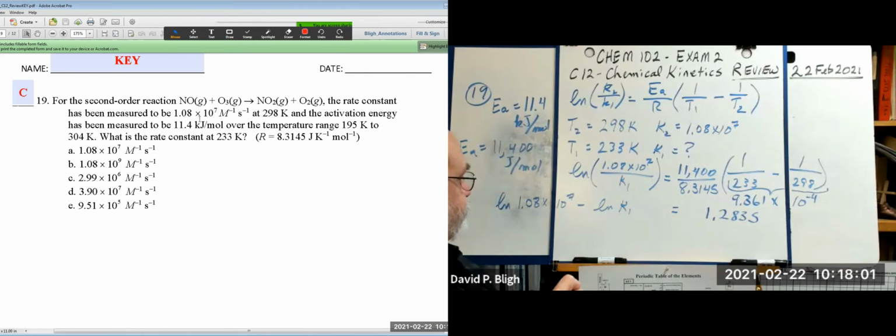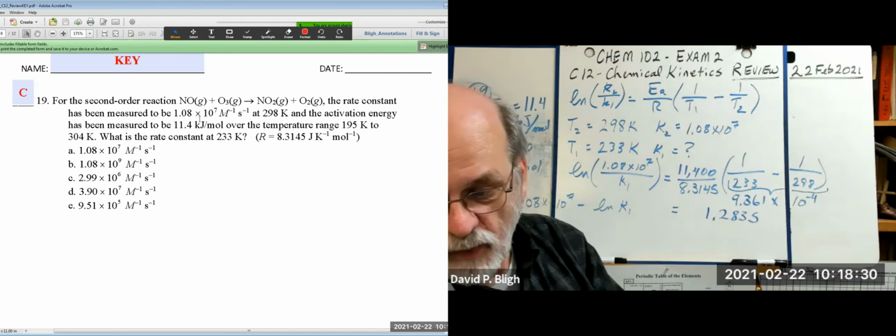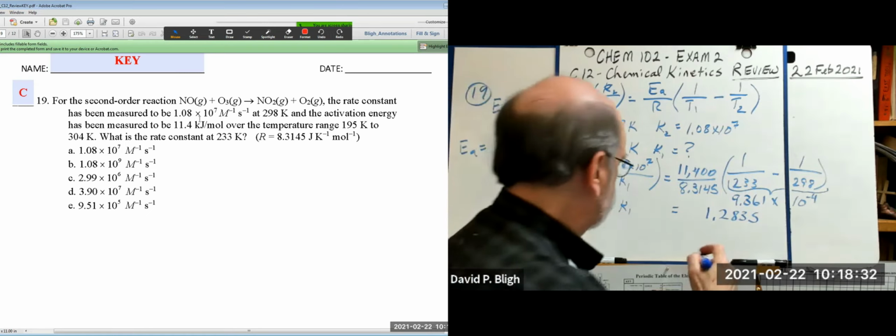All right. So we're going to take the log of this one and subtract it from that side, right? Whatever the sign, doesn't matter. Change the sign, put it over here, and put them together. So what's the log of 1.08 times 10 to the 7th? Right? 7.0334. It's a positive number.